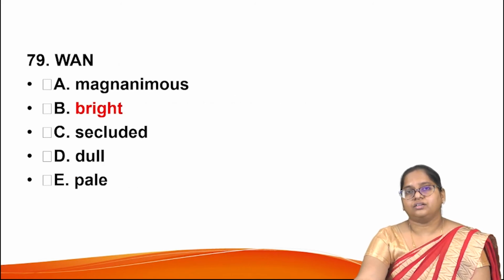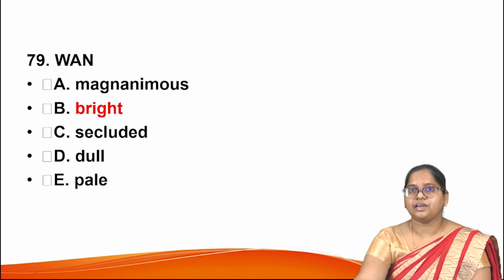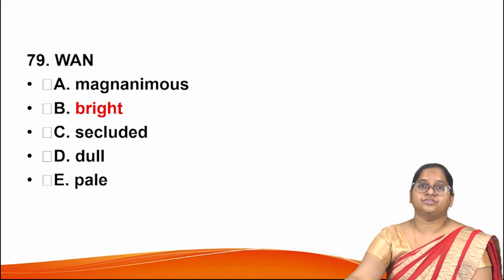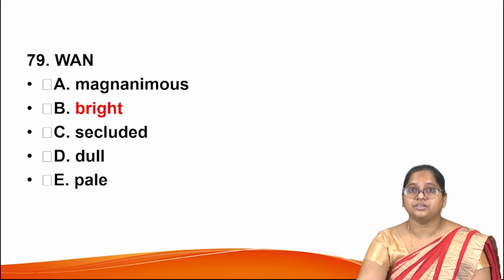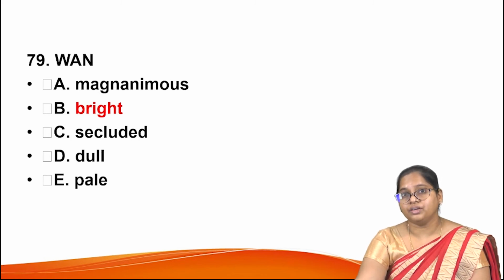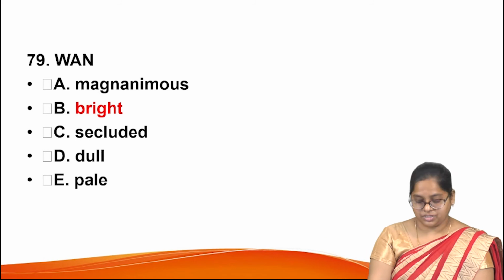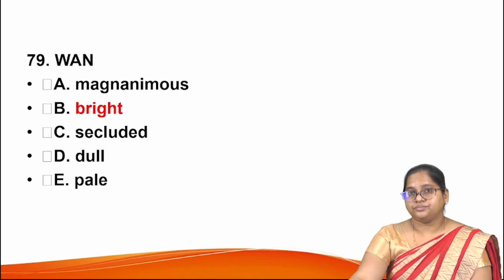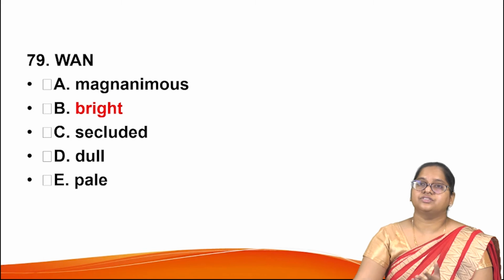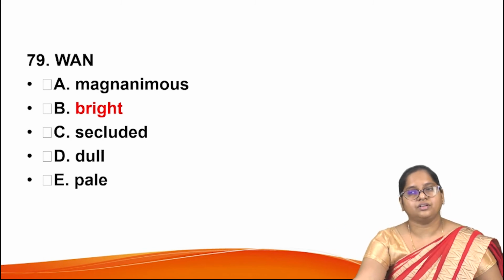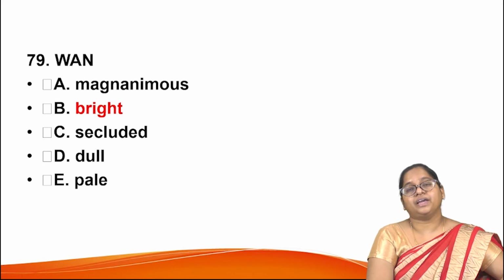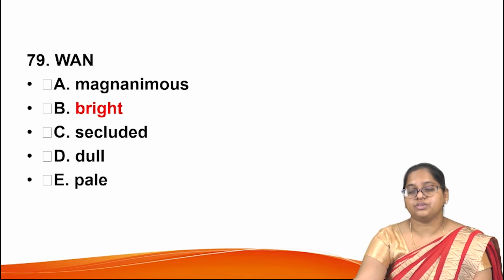79. Wan. W-A-N. What is the meaning? Wan means very pale, lighter. Magnanimous, very grand and rich. Bright, of course, it is very bright and grand. Secluded, being alone, being lonely. Dull, being not very active. Pale means wan only, very light and a little weak, whereas the opposite of light is very bright, right? So that is the right answer. Option B.